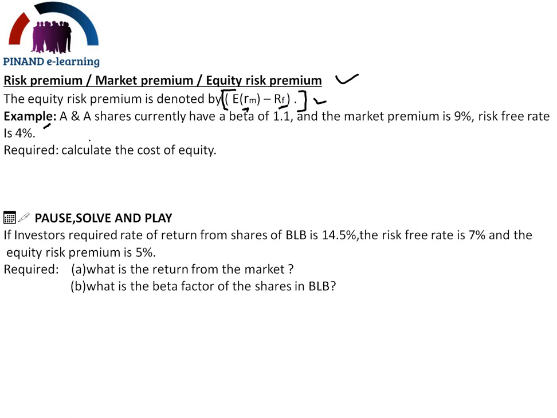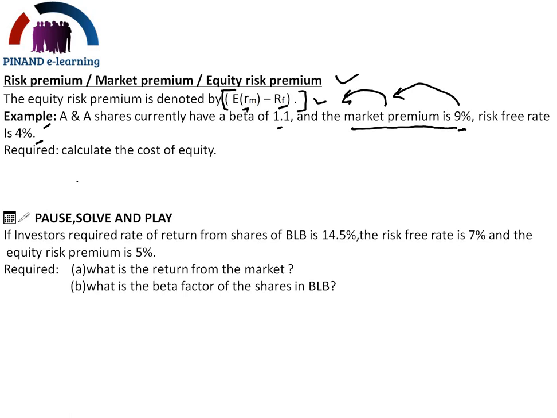You say A and A shares currently have a beta of 1.1, and the market premium is 9%. Risk-free rate is 4%. So you can see that he has given you a statement here. He means that he has given you what is in the bracket, which is 9%. There is no return from the market. What you have is the risk premium. That means he has given you what is inside the bracket. So I guess we can solve that now.